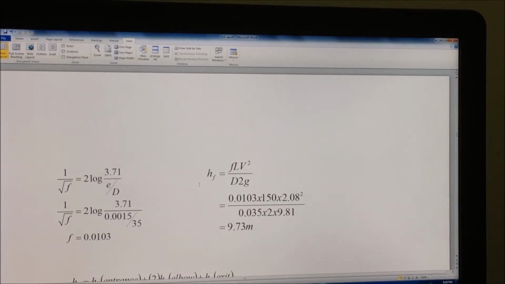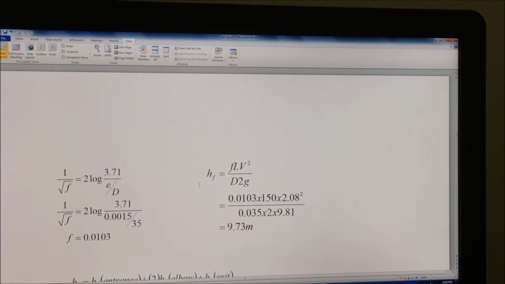We use one common equation to find the F, and the roughness E is 0.0015, which is for the copper pipe. So we can get that the friction factor is 0.0103. After that, we are going to substitute the F into the Darcy-Weisbach equation, and we get the answer of the major loss is 9.73 meter.